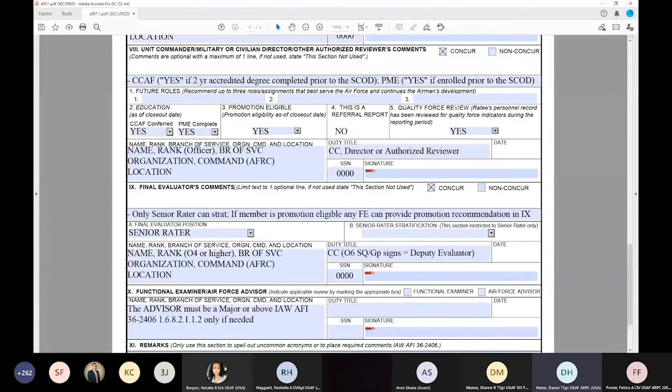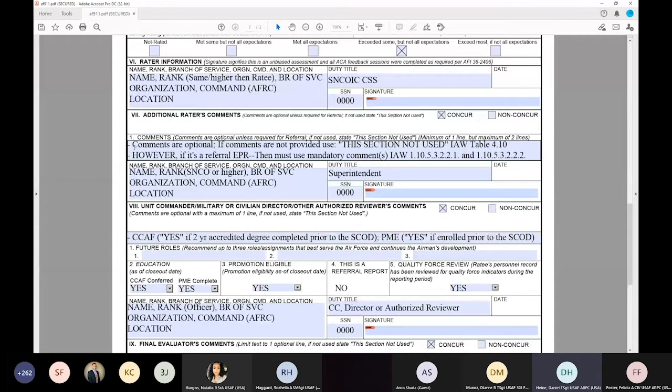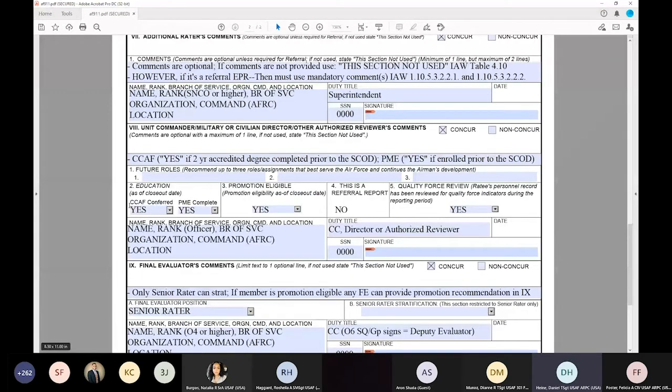The final evaluator can be someone else who has signed the report. So Section 8, the unit commander, and Section 9, the final evaluator, are independent sections. They do not rely on the previous rater and additional rater sections. These are separate from each other and separate from the rest of the form.